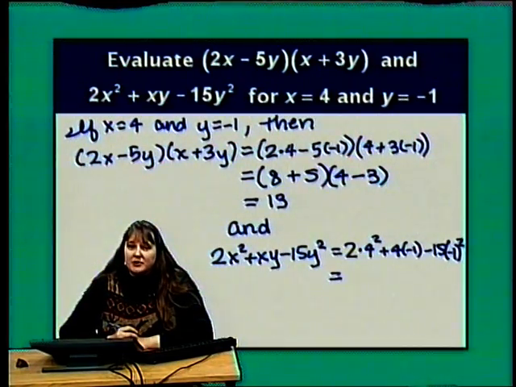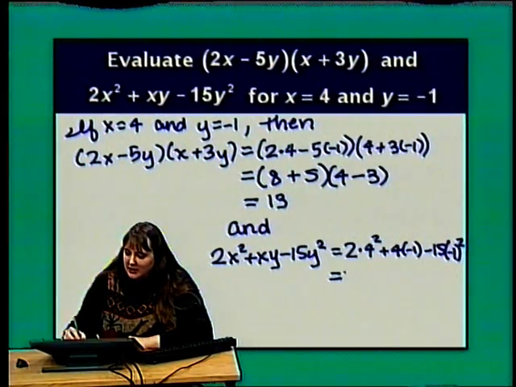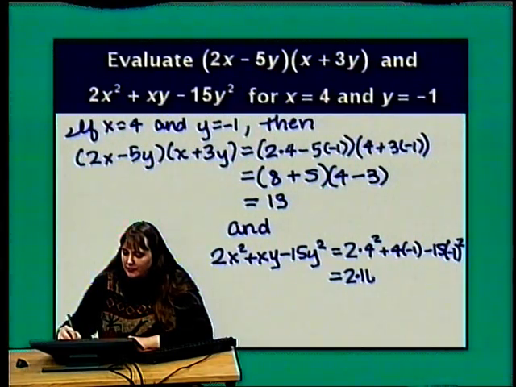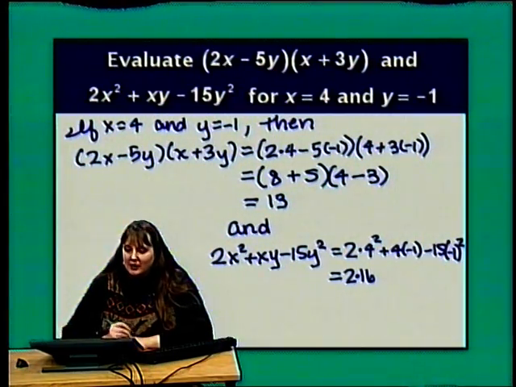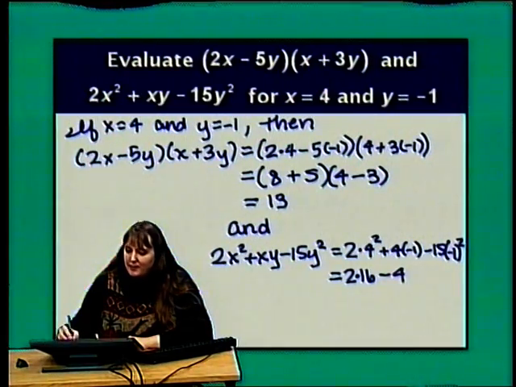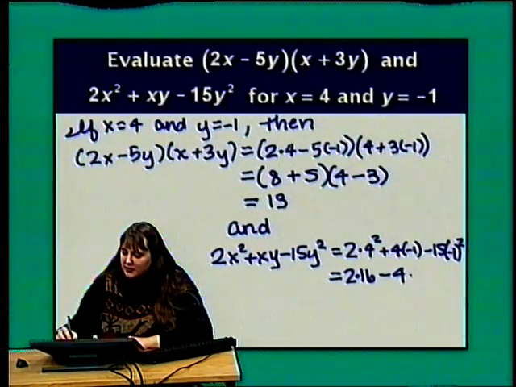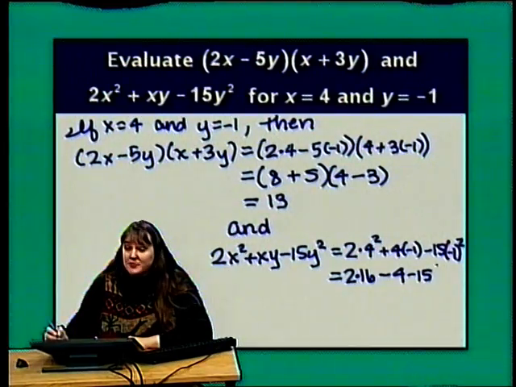When we find 2 times 4 squared, the order of operations tells me I need to apply the exponent before I multiply. So I'm going to take 2 and multiply it by 16, which is the square of 4. Plus 4 times -1 is the same as minus 4. Minus 15 times the square of -1. Again, we need to apply the exponent before we multiply. So this is minus 15 times the square of -1, which is positive 1.